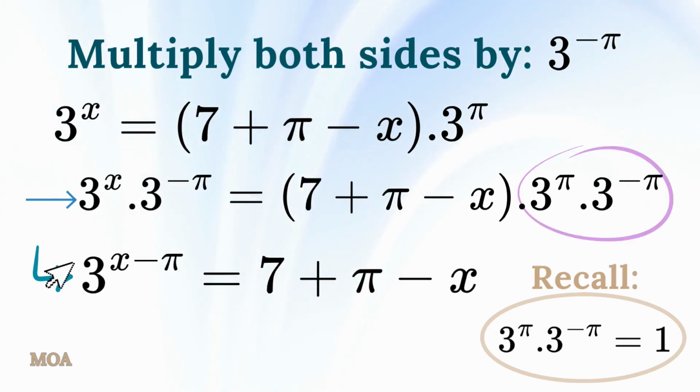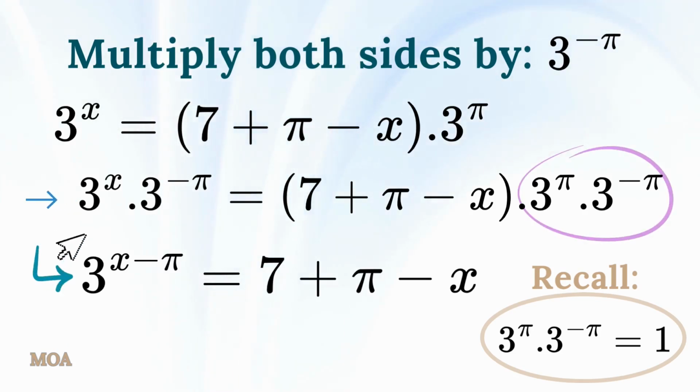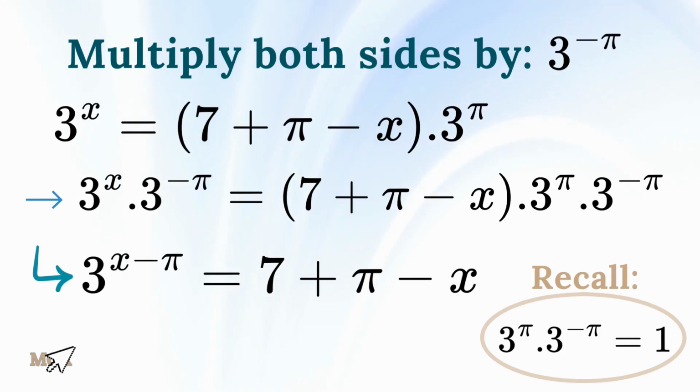Next, notice that 3 to the power of minus pi and 3 to the power x have the same base. So let's apply the power rule and write 3 to the power x plus negative pi, which gives 3 raised to x minus pi. On the right, 3 to the pi times 3 to the negative pi cancel out, which equals 3 raised to pi minus pi, namely 3 raised to 0, which equals 1. This yields 3 raised to x minus pi equals 7 plus pi minus x.